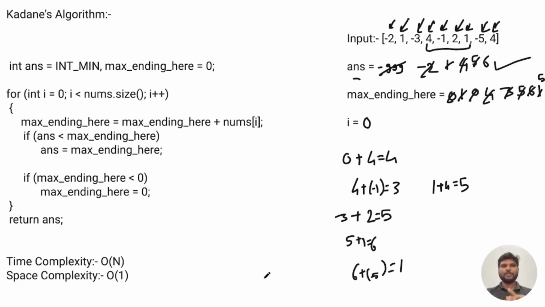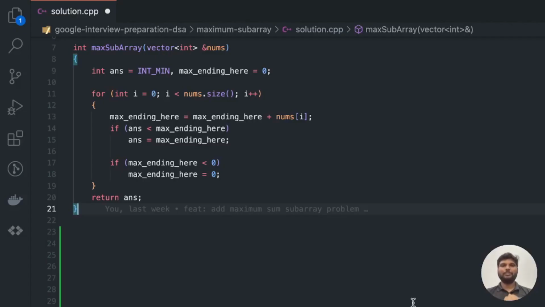So what's the time and space complexity of this solution? Well, as we are running only one for loop over the input array, the time complexity becomes O of n. Okay, and as we are not using any extra space, the space complexity becomes O of 1. So now let's look at the C++ implementation of the algorithm.